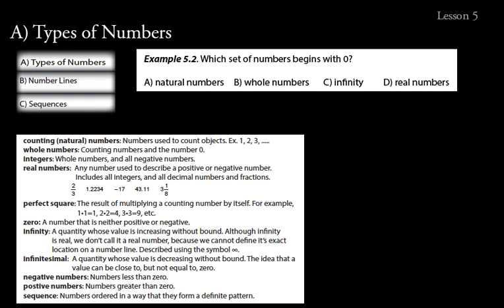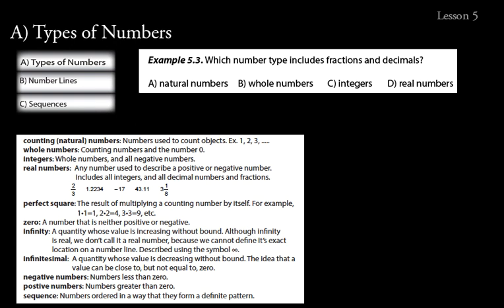Look at example 2. Which set of numbers begins with 0? So we have the same 4 choices again here. It can't be A, it can't be natural numbers. And if you look through your definitions, whole numbers are counting numbers and the number 0. So choice B is the correct choice there.